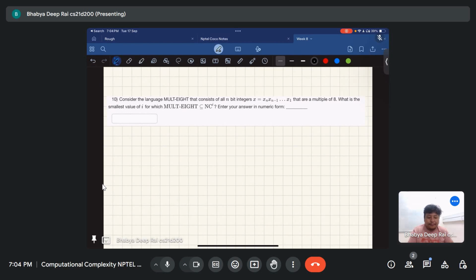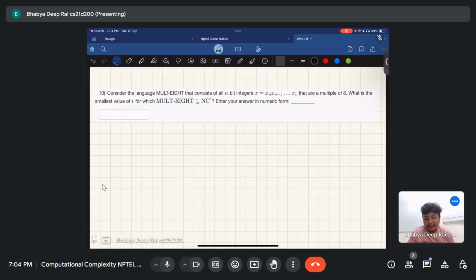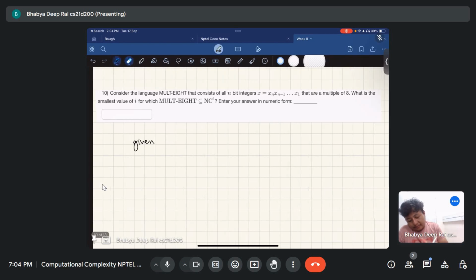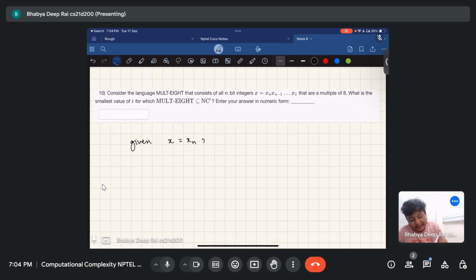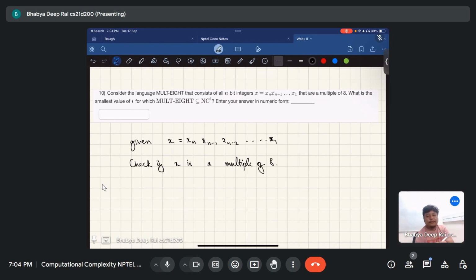So yeah, given x equals xn, xn minus 1, xn minus 2, so on until x1, check if x is a multiple of 8. Now how do you do that?